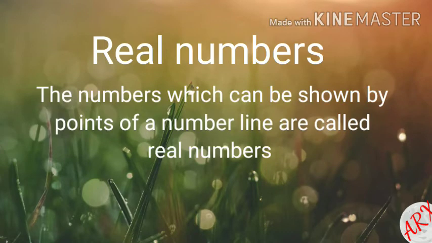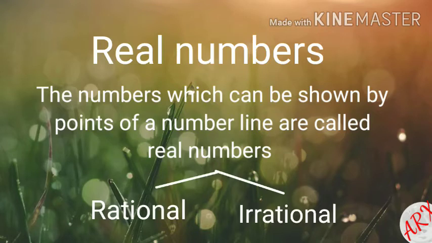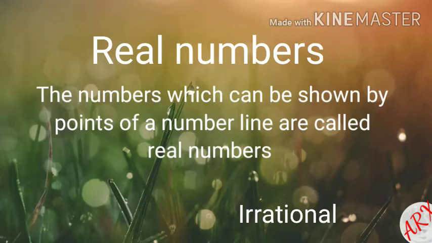The numbers which can be shown by points on a number line are called real numbers. Real numbers contain rational as well as irrational numbers. Now we will move on to practice set 1.4.